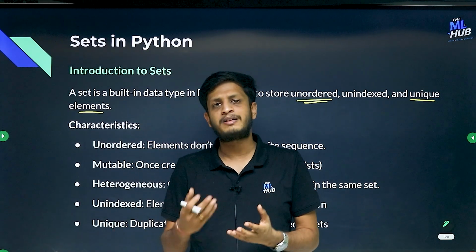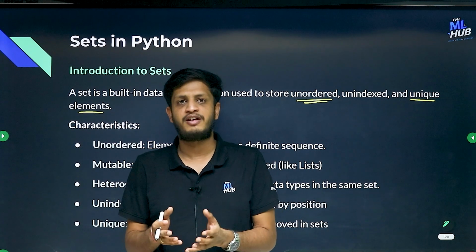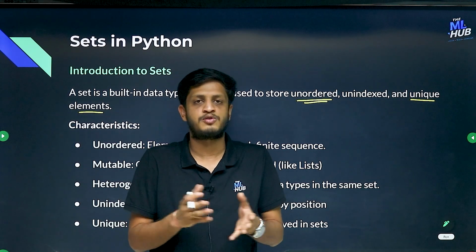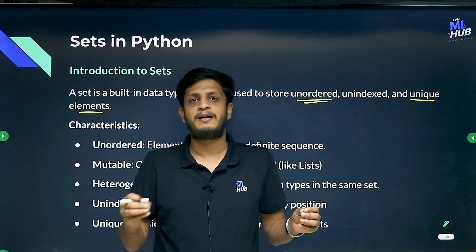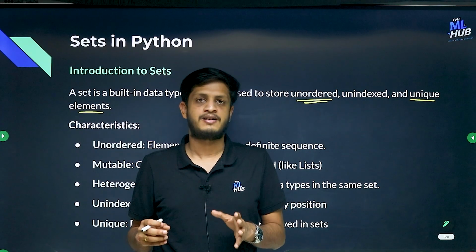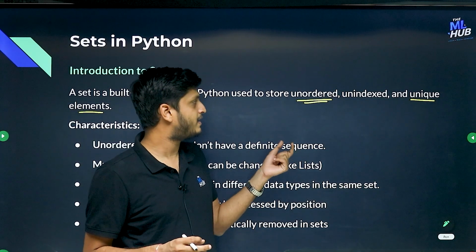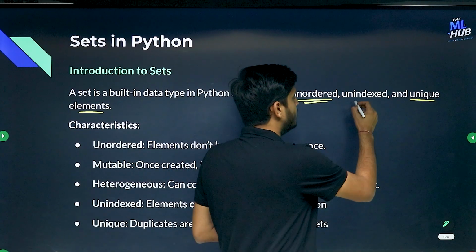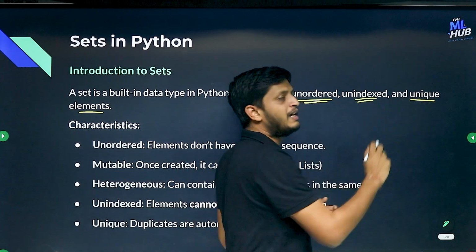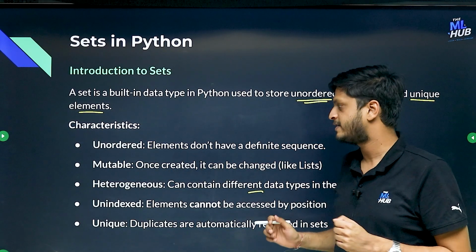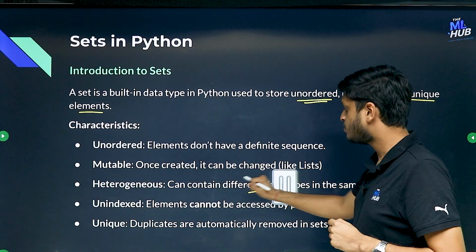And this follows the mathematical notion of a set as well. In maths, when we say what is a set, in a set there is no position. There are just unique elements present. There are no duplicates. So the same concept is followed in the programming language Python as well. When you create a set, it is unordered, unindexed and it will only contain unique elements. It cannot contain duplicates. So what are the characteristics?